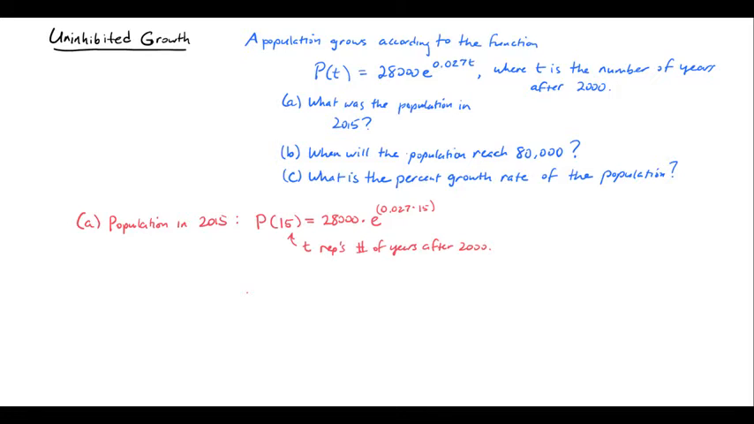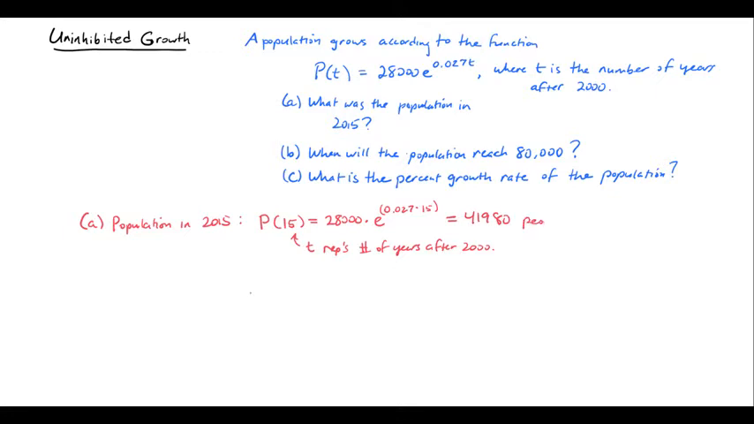Okay, it's like half of a person there. I don't think it's possible to have half of a person except for that one time. Well, anyway, let's just round that to 41,980. That's probably much more precise than it's reasonable to be anyway. 41,980 people in 2015.